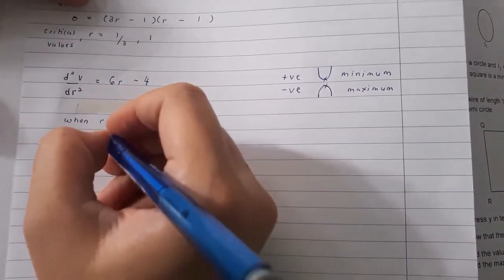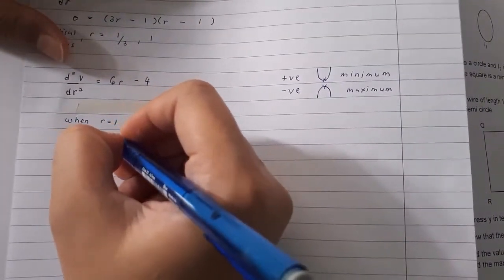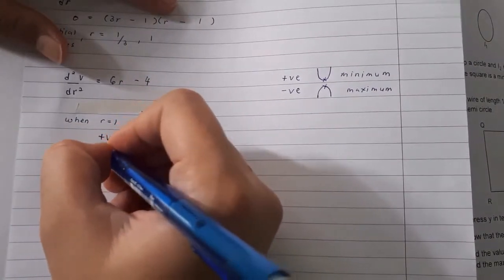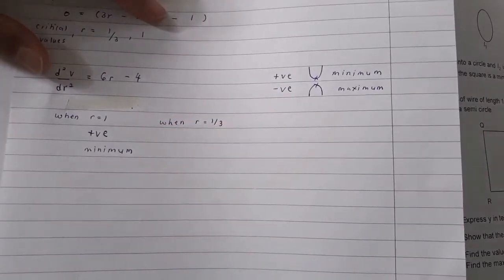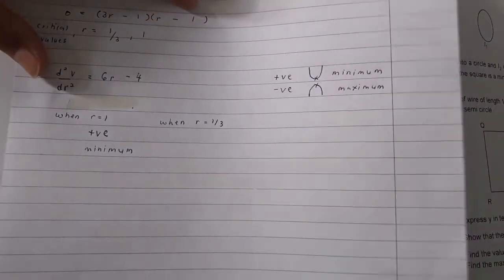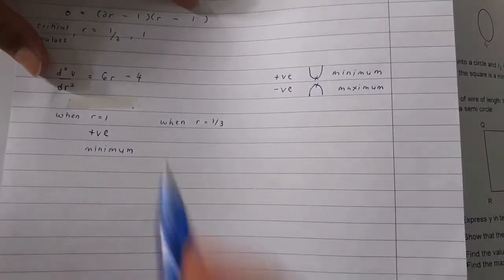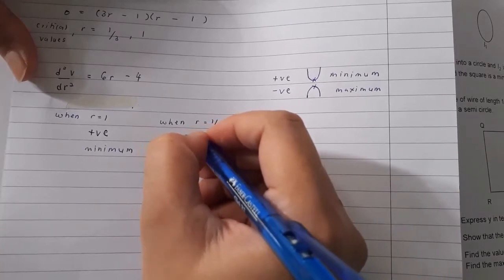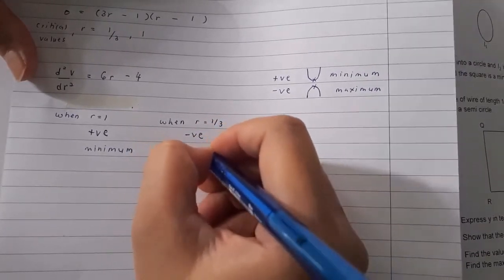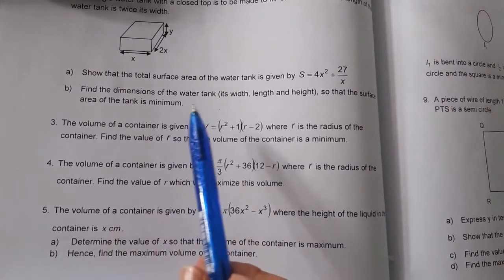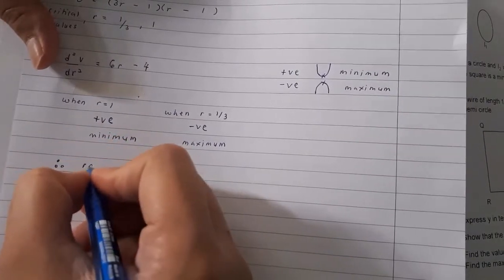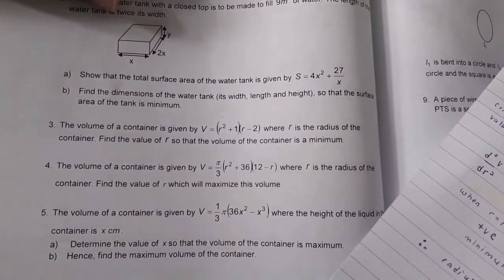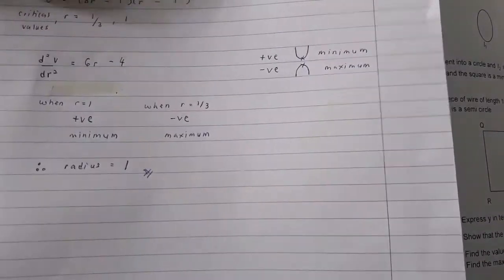When R equal 1, we get 6 minus 4. Positive. When positive, it is minimum. When R equal 1 over 3, we get negative 2 as the answer. Negative, so it is maximum. So the question asks us to give the radius that the volume of the container is minimum. So our final answer is radius equal to 1 to get a minimum.